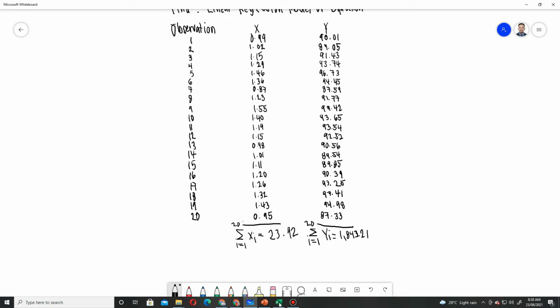Next, we will get the average or the mean. This will be represented by x bar. X bar is equal to the average of the x column. The answer is 1.20. Similarly, y bar is the average of the y column. Y bar is equal to 92.16.